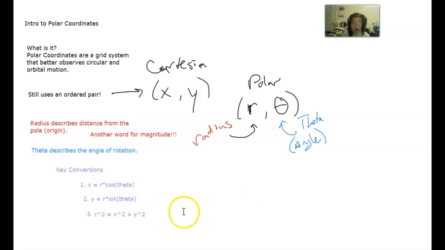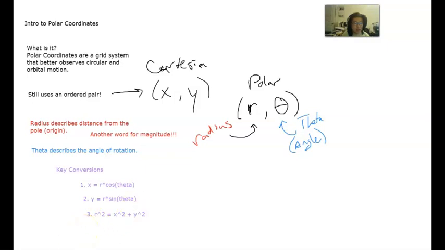Alrighty. So when we convert back and forth, you can see the videos in Delta Math on how to do those. We'll also do some in class. You will be able to see how this all plays out. Most of us are more comfortable with Cartesian, but we're going to try to get a little comfortable with polar. I think it's a very nice system to really think about.